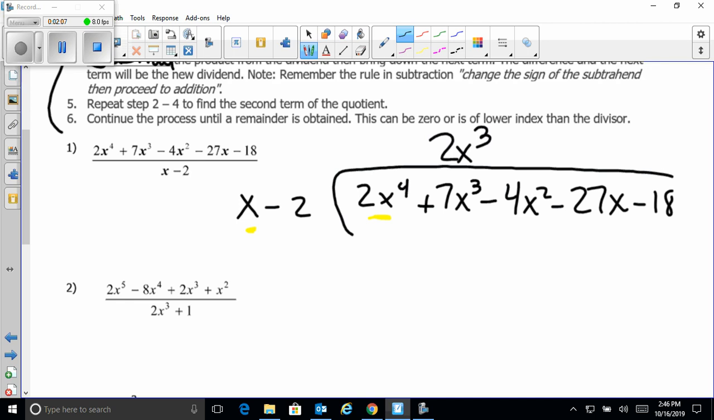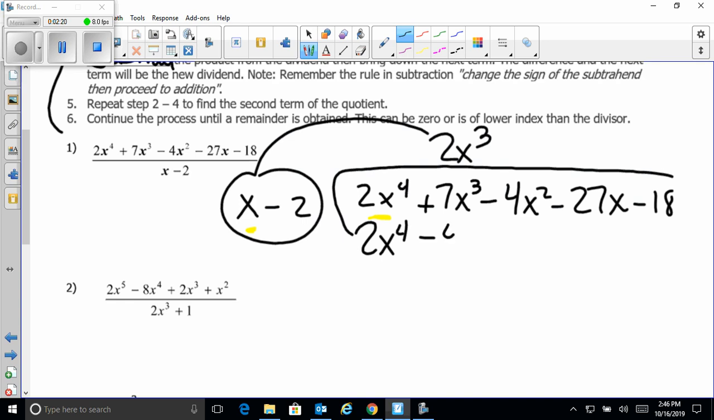Now I'm taking this and multiplying it by this whole thing. So 2x to the 3rd times x is 2x to the 4th. Then 2x to the 3rd times negative 2 is a negative 4x to the 3rd. Then I'm going to subtract it, very careful though when I subtract it. Remember, I'm subtracting that, which makes that a plus. So those go away, which was the whole idea. And then I have 11x to the 3rd.